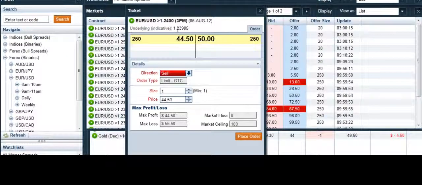Now, obviously, if the market was at 124.10, this number would be different, or if it was at 124 or 123.20, this number would be different.